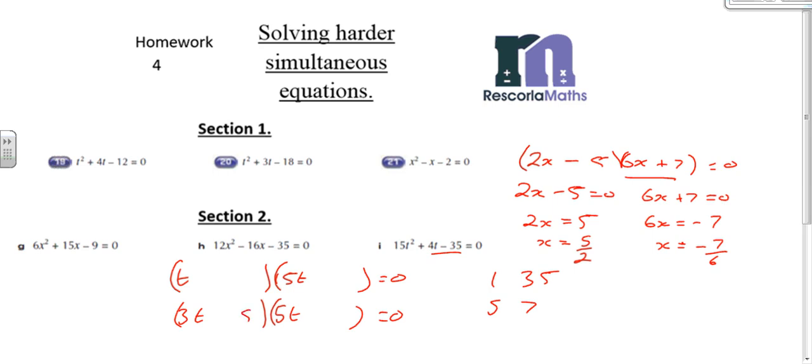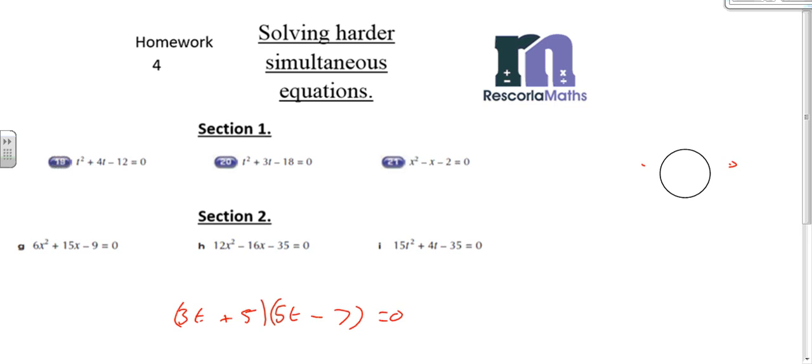So if I put 5 here, that's going to make 25t. If I put 7 here, then those are going to be 21t. And in order to make plus 40, I need to have that as plus 25. I need to have this as minus 21. So then what we do is we write these out. So we've got our solutions there. And then we solve them.